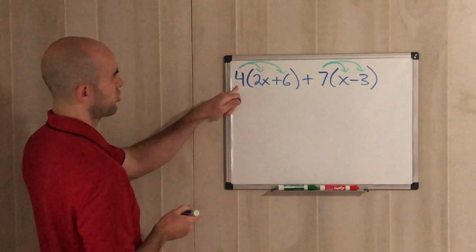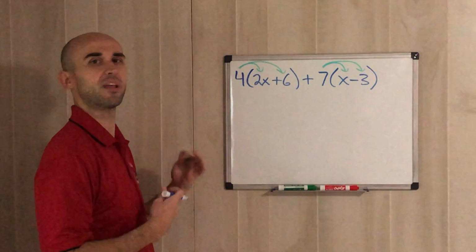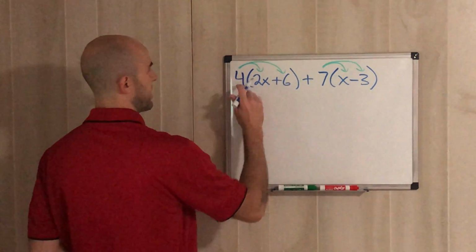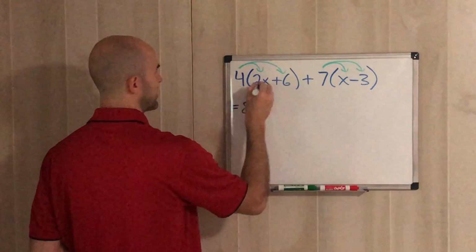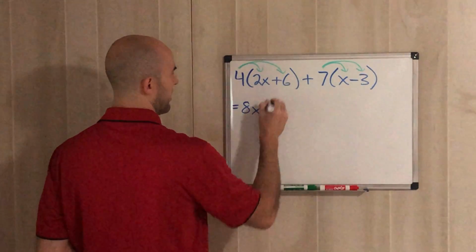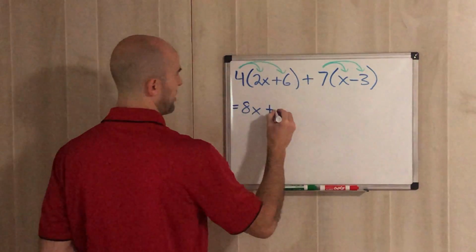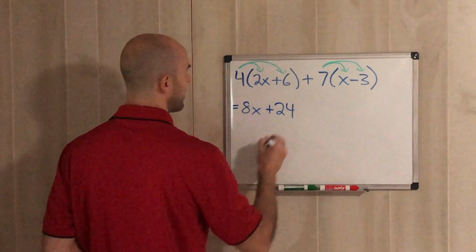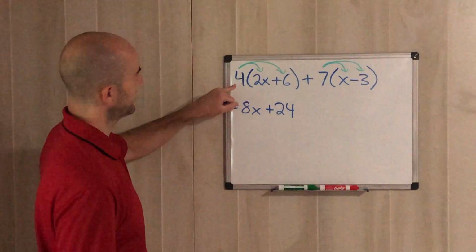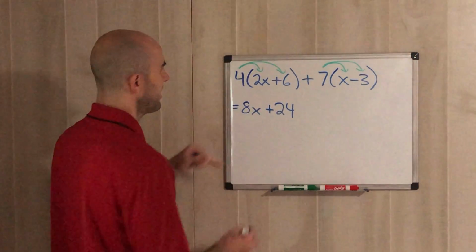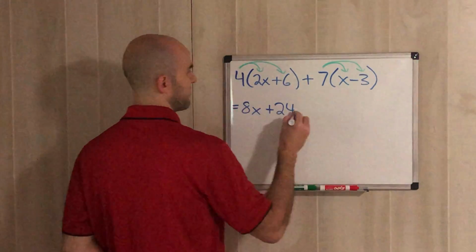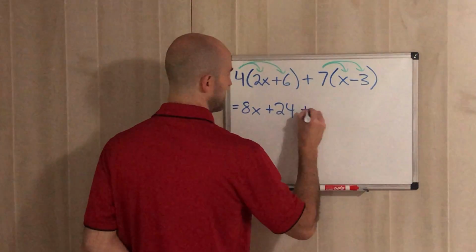We know that distributive property, again, you multiply. So 4 times 2 is going to end up giving us 8x, right? 4 times 2 is 8x plus, we know that 4 times 6 is 24, right? So all we did, 4 times 2 is 8x, 4 times 6 was 24, right? So that first part's done right there. We don't have to worry about that anymore. Bring down the plus sign.